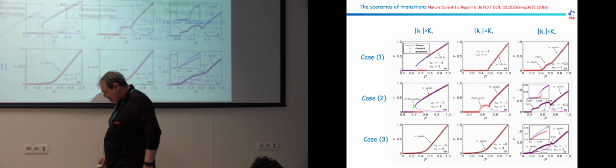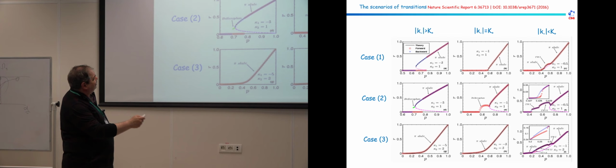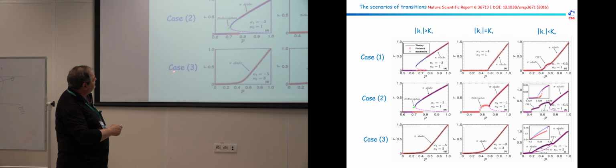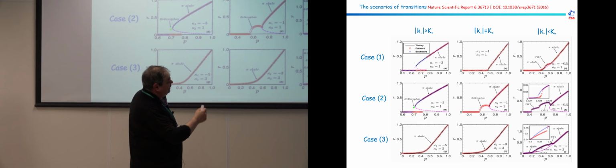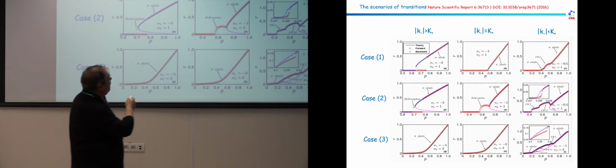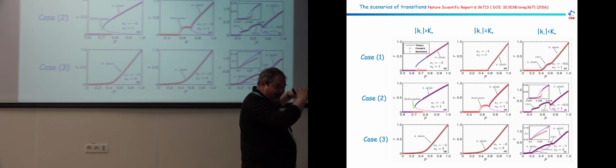Next. Here there is a matrix because you have case one, so this is random flipping, ordered flipping from minimum to maximum, ordered flipping from maximum to minimum. And then you have three cases also because you have two values, K plus and K minus. They can be equal in absolute value, or one can be larger than the other, or the other can be larger than the one. So you have a 3×3 matrix of possibilities.